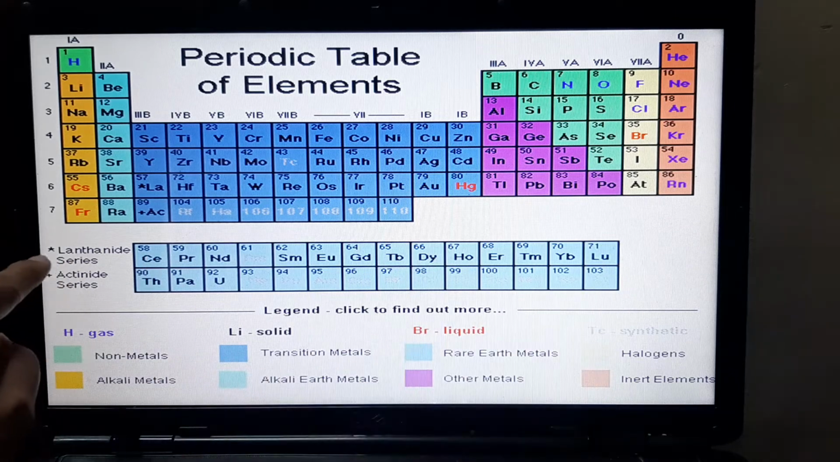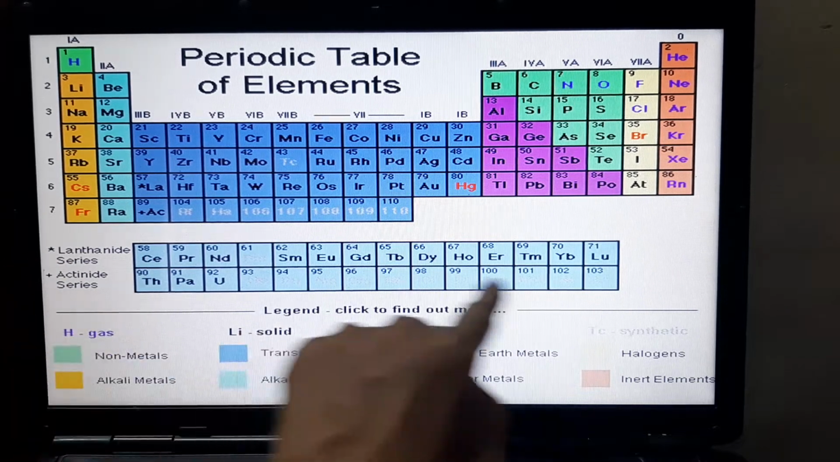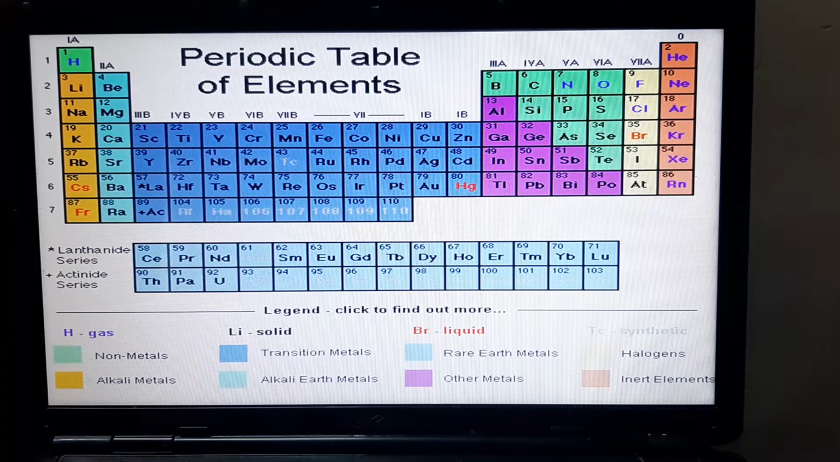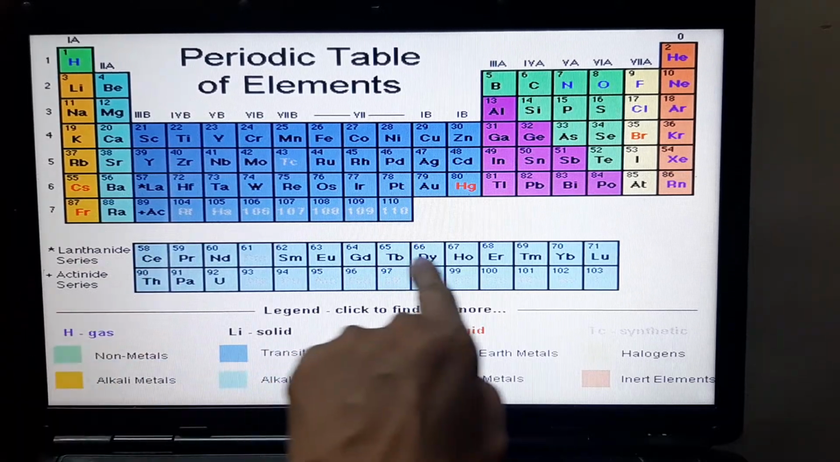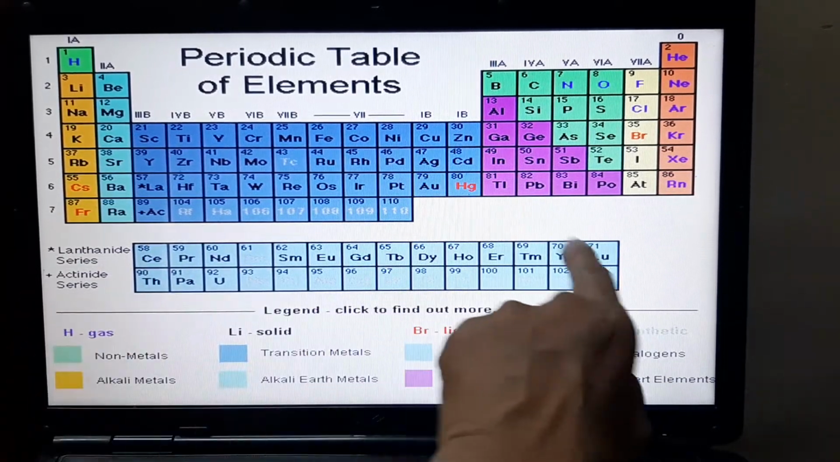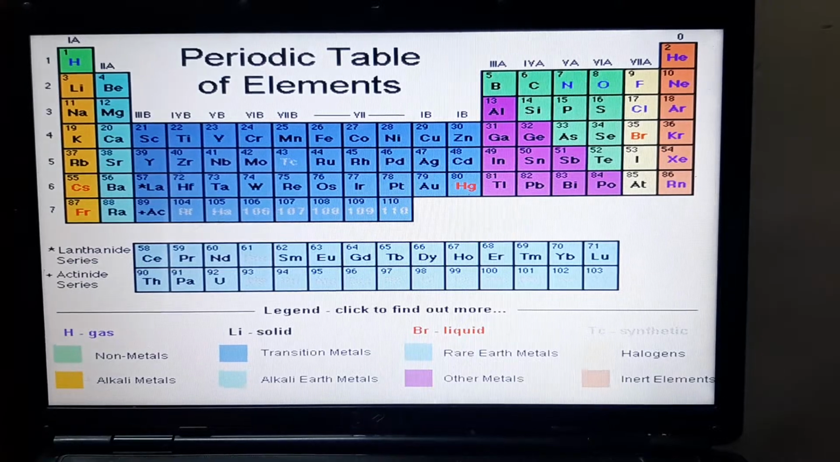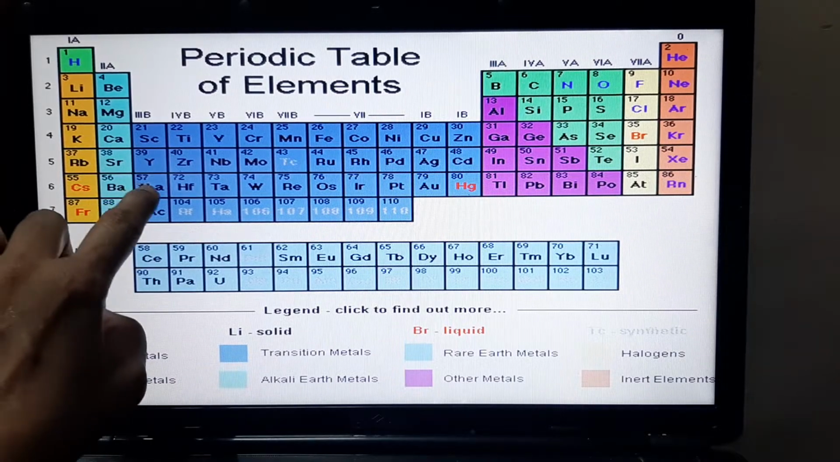The top row is called the lanthanide series, and the bottom one is called the actinide series. You'll notice that the lanthanide and actinide series have tiny stars over here. Actually, all these elements in the lanthanide series, right from 58 to 71, have very, very similar properties, and that is why they are all placed here along with this.